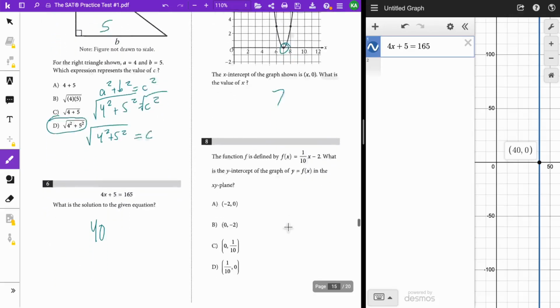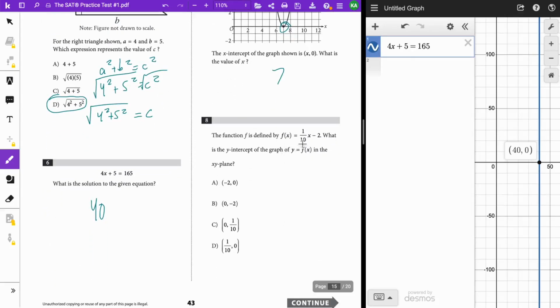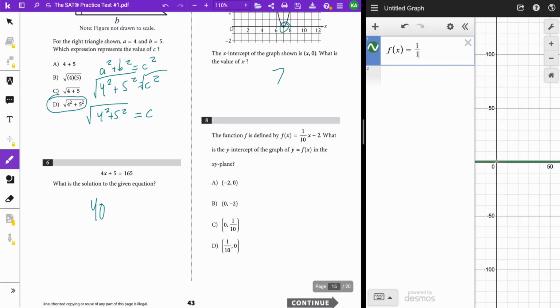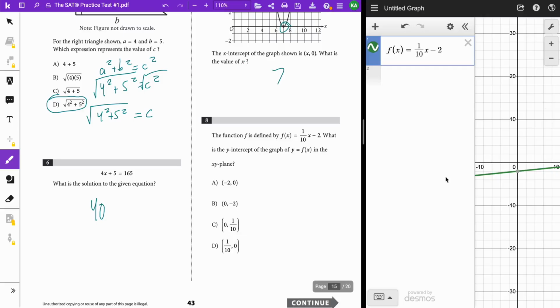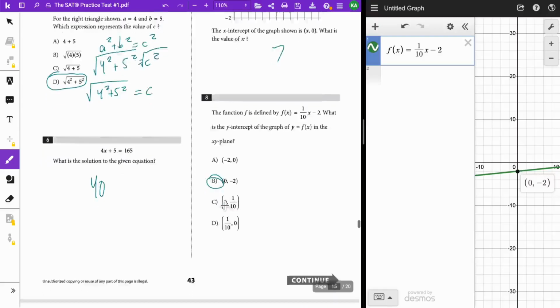Moving on, number 8, what's the y-intercept of this graph? Well, we can do it out pretty easily. You might know how to do it, but I want to show you that you can also use Desmos. So f of x equals 1/10 x minus 2. We could zoom it in or hit the home button to zoom it in a little bit better. And they want the y-intercept. Click on the y-intercept, which is where it crosses the y-axis, and there's your answer. (0, -2), and we get B.